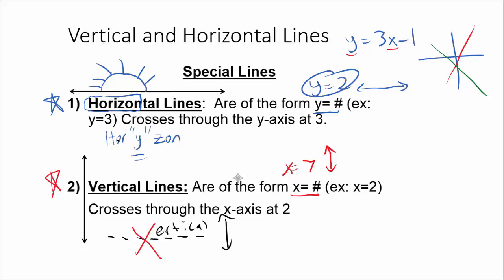If it has just a y, it looks like the horizon. It goes straight across left and right. If it is just an x, if you cut an x in half, it makes a v for vertical. Now, let's go ahead and actually graph some of these things.